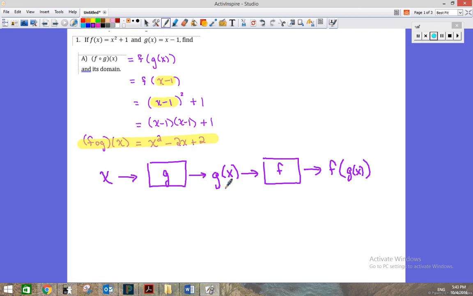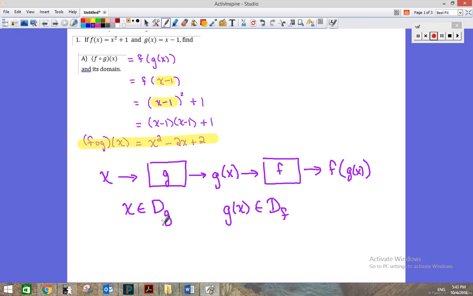Now, two things have to be true to be in the domain of this function composition. First, x has to be in the domain of g. This is the symbol for an element of. It means a member of. x is a member of the domain of g. Now at the same time, the output of g, this y coordinate, this g of x, has to be a member of the domain of f because it's the input into f.